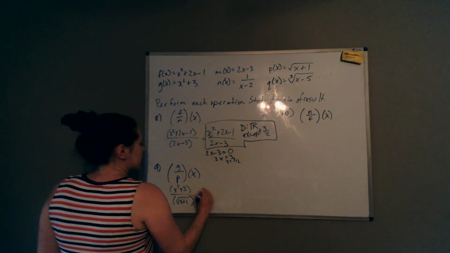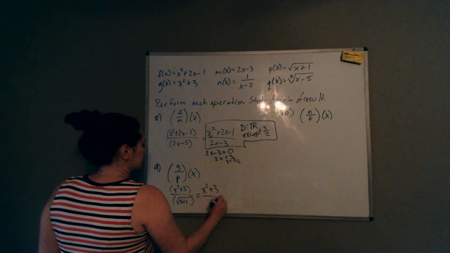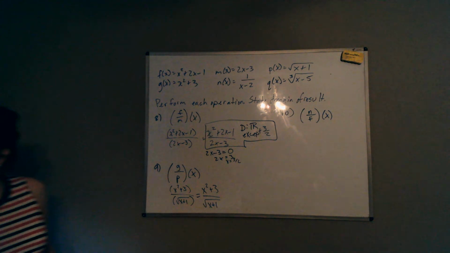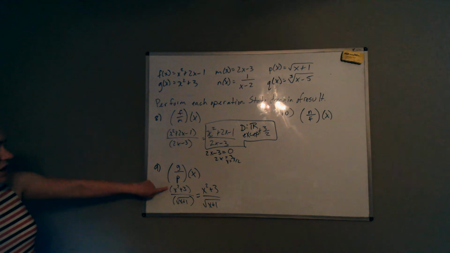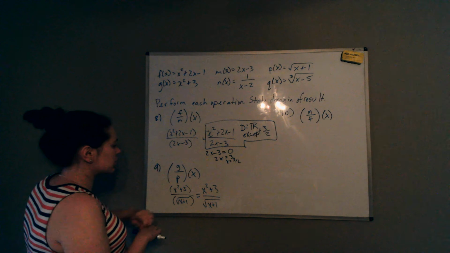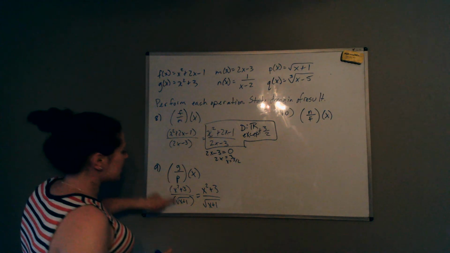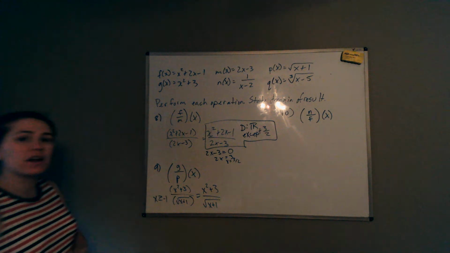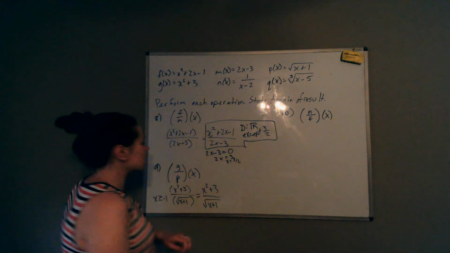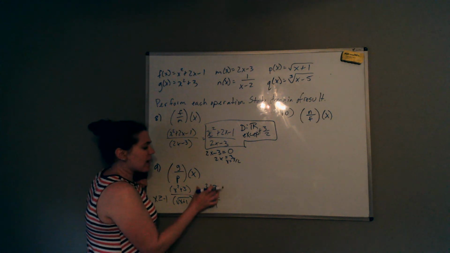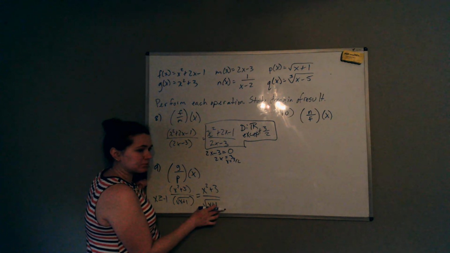So that's just going to be x squared plus 3, we don't really need those parentheses there, over the square root of x plus 1. Okay, so g did not have any domain restrictions to begin with. P alone did. P had x is greater than or equal to -1. Now, look at your newly created function. Not only do you still have that square root, but now the square root is sitting in the denominator.